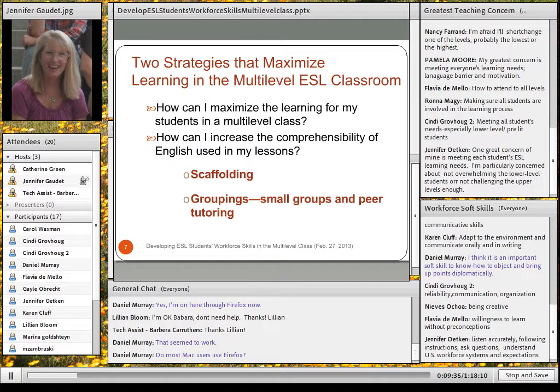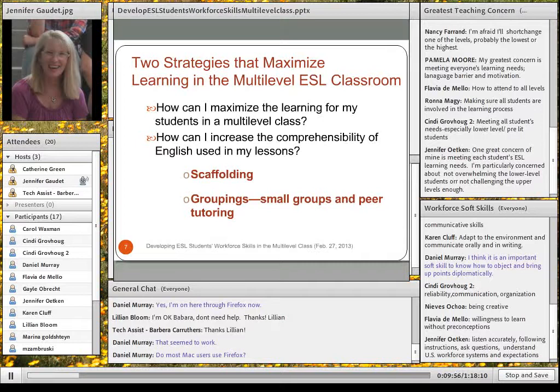Okay, so how can a teacher in a multi-level ESL classroom make lesson content comprehensible for the greatest number of students? Well, in thinking about it, 2 of the most important ways that I have found to help student success in the multi-classroom, I've listed here.